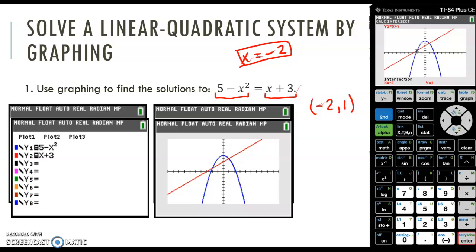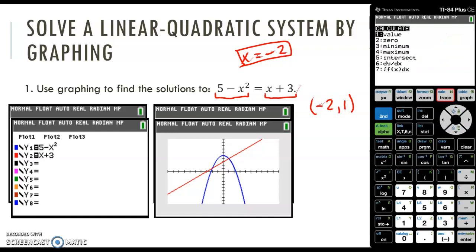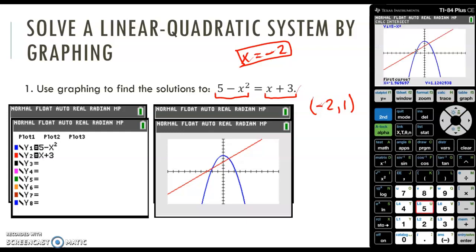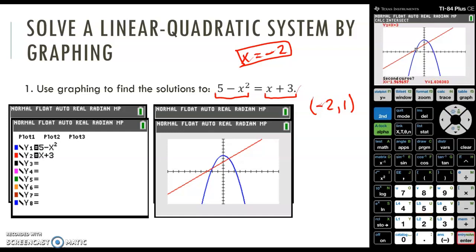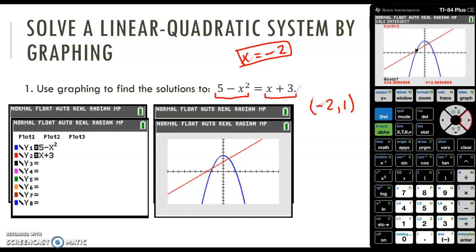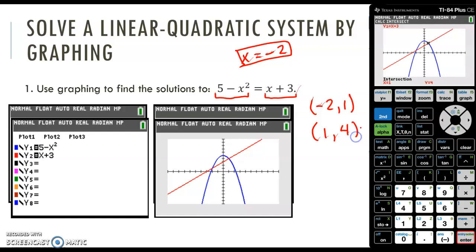Now to find the other solution, I need to go back to that Calculate menu by hitting second Trace and choosing Intersect. And then it will ask me what my first curve is, it'll ask me what my second curve is, and then it asks me to guess. Now I need to move my cursor so that it's close to the other intersection point. So I'm going to arrow over so that I'm close to the other intersection point. Then when I hit enter, it tells me what my other intersection point is. The other intersection point is 1, 4. Because I have an equation with just x's in it, I want to say x equals 1 is my other solution.